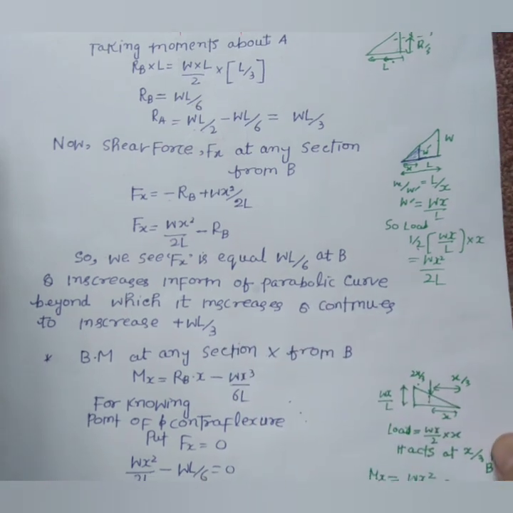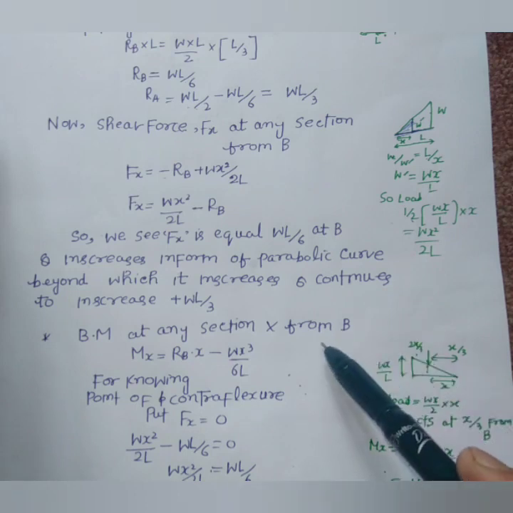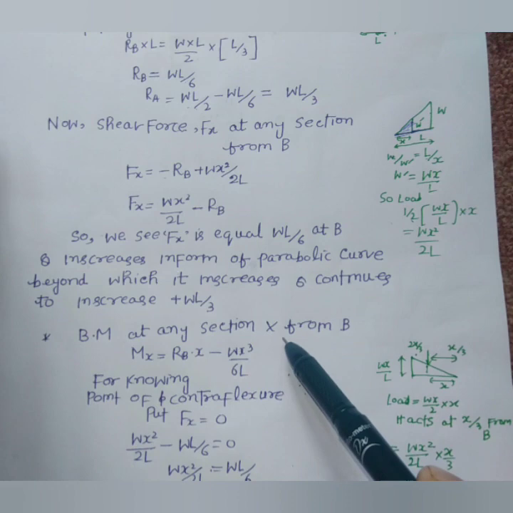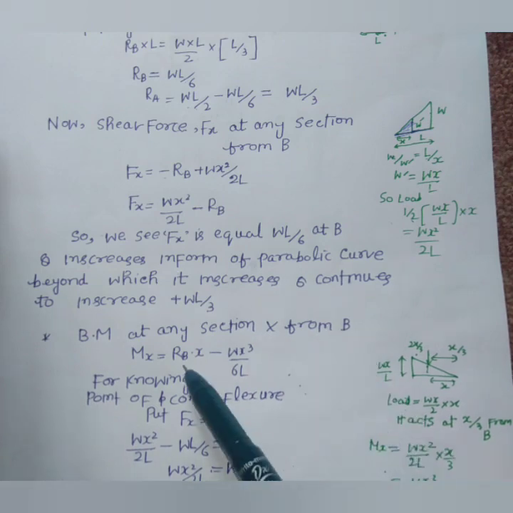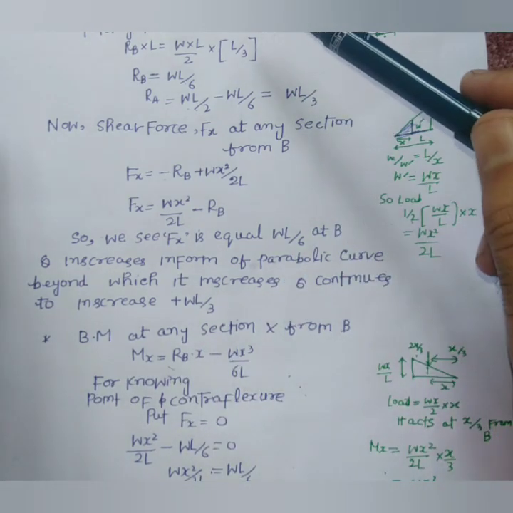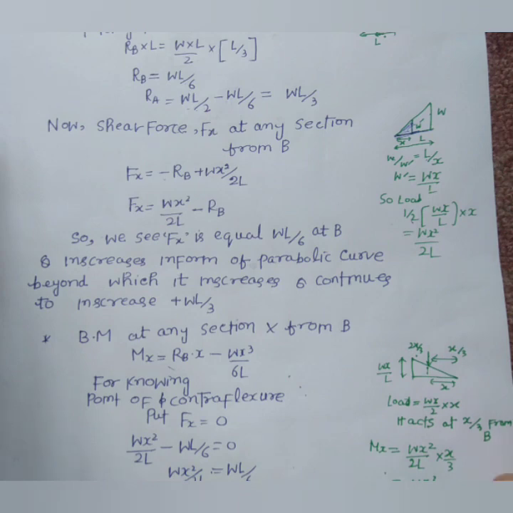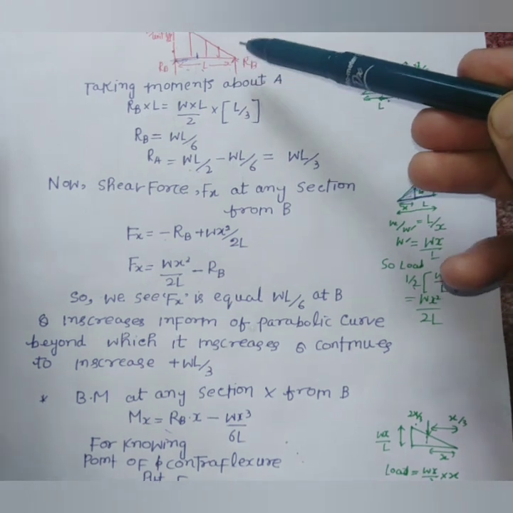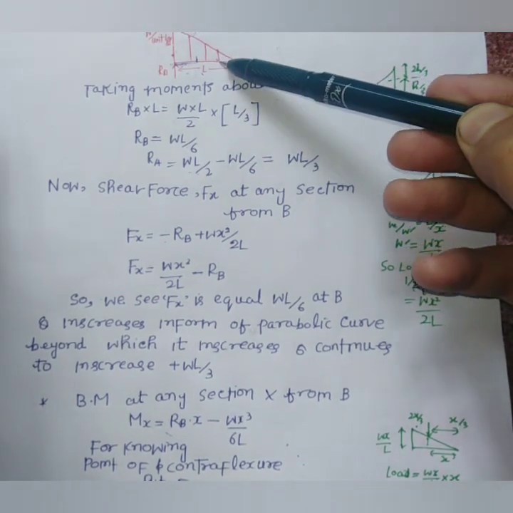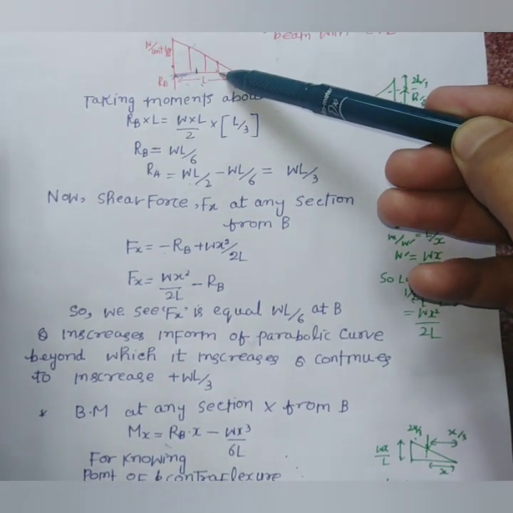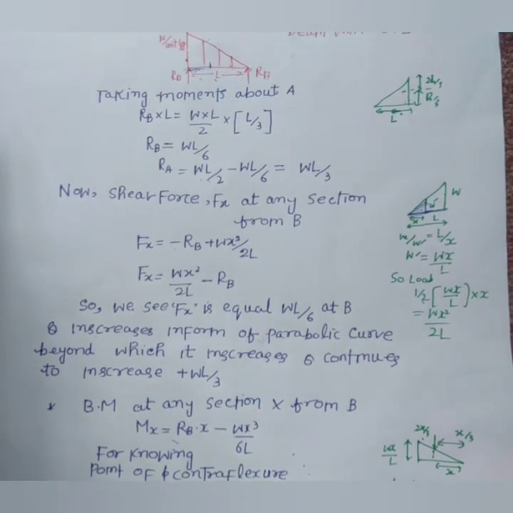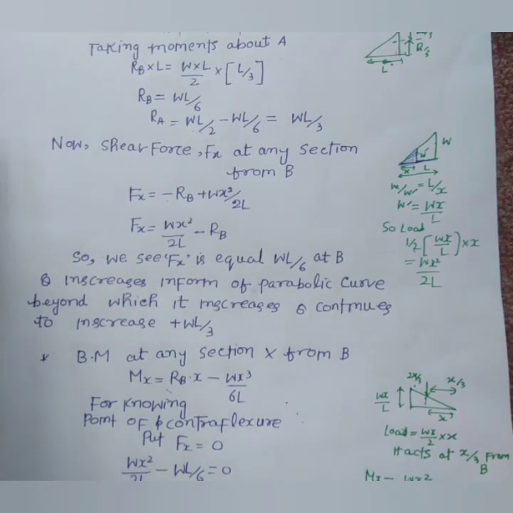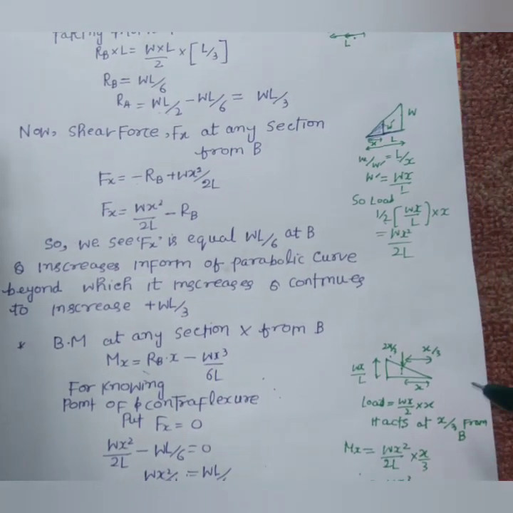Now, bending moment at any section x from B. You can see here Mx is Rb into x, load into distance, which will give us moment Rb into x minus wx cube divided by 6L. Now how does this come up, you can see here.